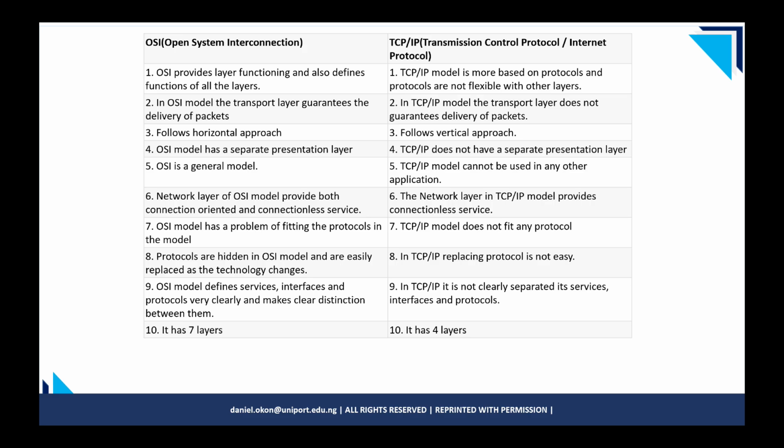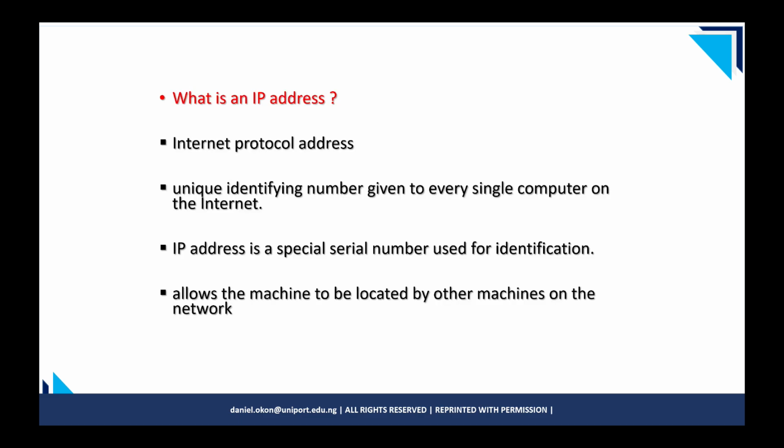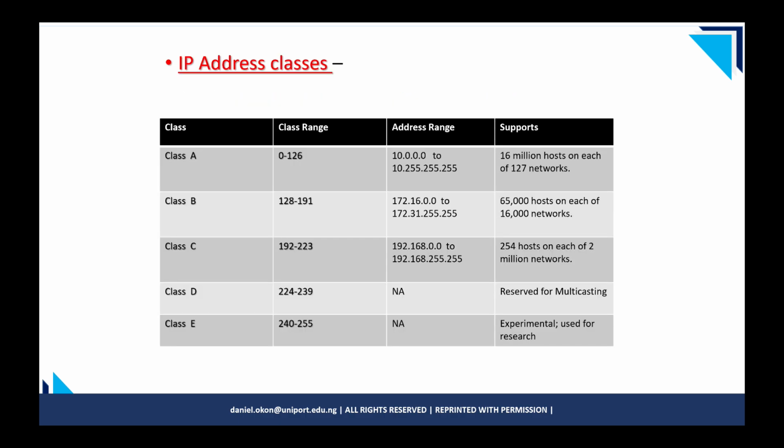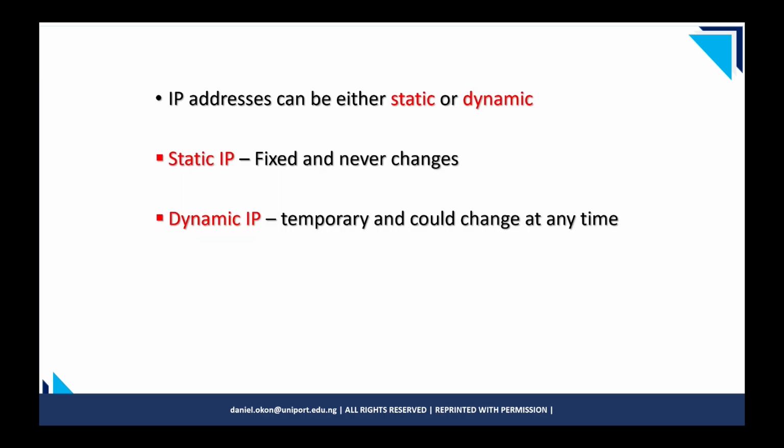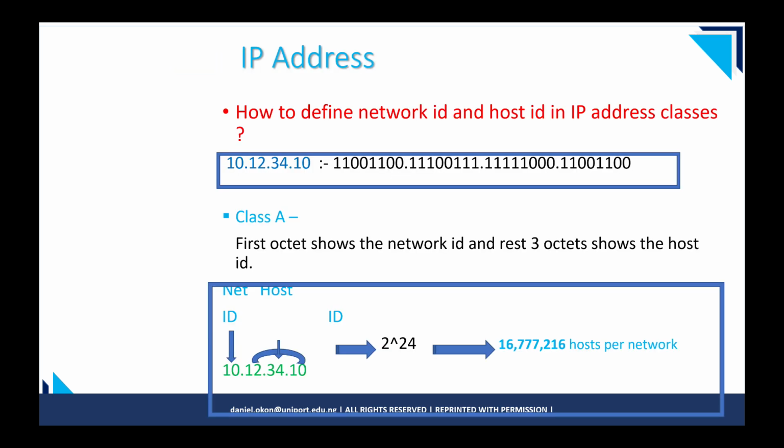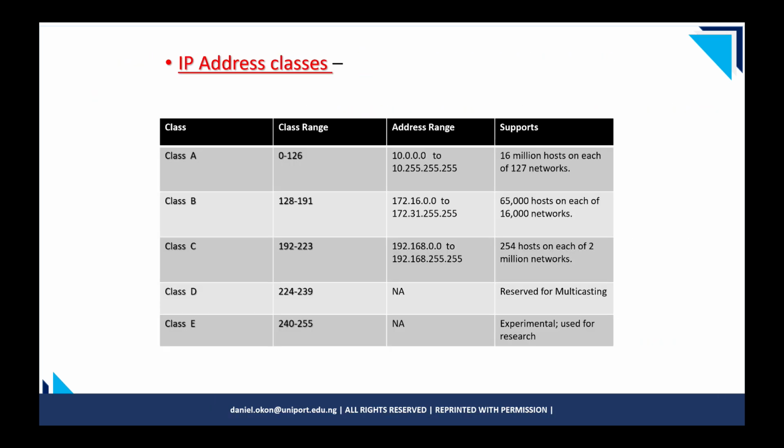this table, very important. Please, when you get this slide, this table is very, very important. The difference between the OSI model and the TCP model. So when we come next, we are going to look at, did we do DHCP and static in the previous class? Okay, so when we come next, we are going to start from here and go straight to our practical.